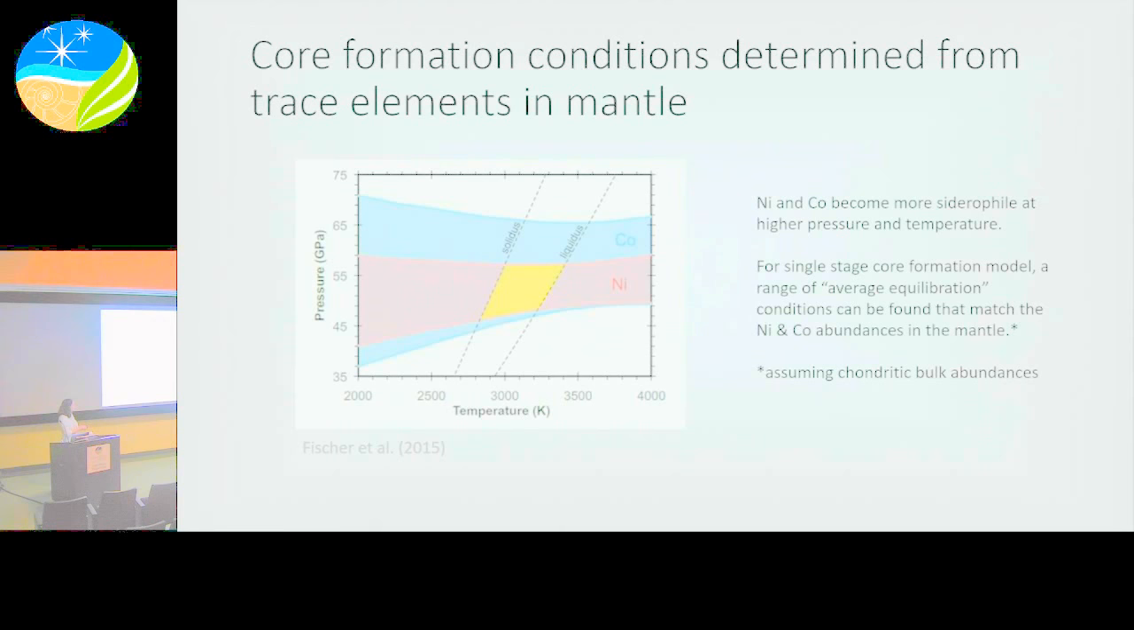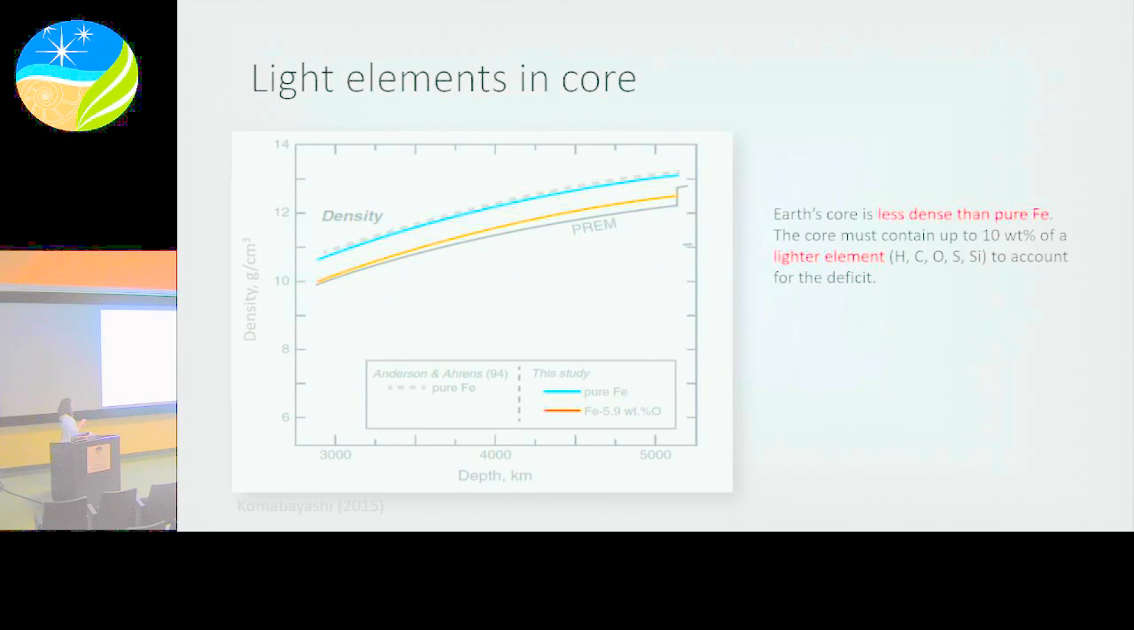Now, we know that there are elements other than just these trace elements in the Earth's core. And we know that from measurements of the density of the core from seismic velocities. So this is the density of the core from the Preliminary Reference Earth Model as a function of depth in the outer core. You can see this jump here is for the inner core. And that's compared with the equation of state for pure iron. So there are two equations of state shown here. This one's from Anderson and Ahrens, and this one is from Komabayashi in 2015. So you can see that there is a significant offset in those densities.